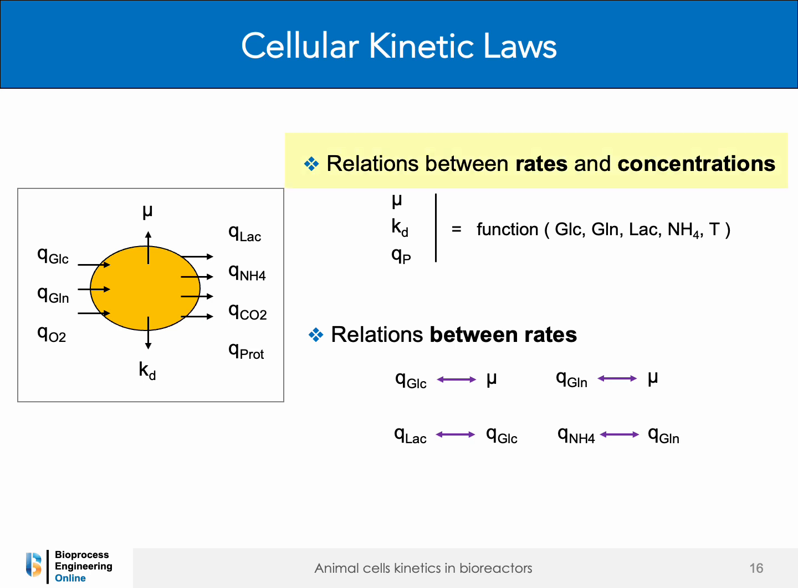The first category is rate-environment relationships. These express a specific cellular rate, such as the cell growth rate or the cell death rate, as a function of one or more environmental variables. The second category is rate-rate relationships. These relate one specific rate to another. For example, the substrate consumption rate may be expressed as a function of the cell growth rate, and the metabolite production rate may be related to the substrate consumption rate.